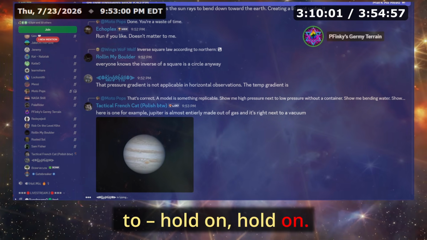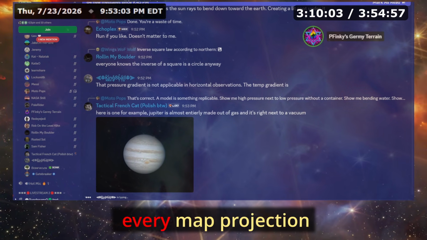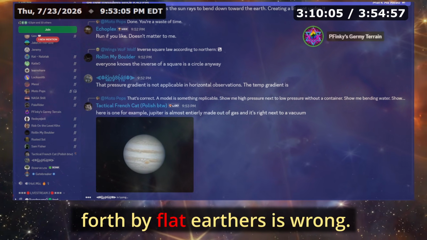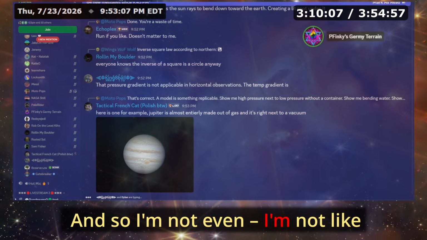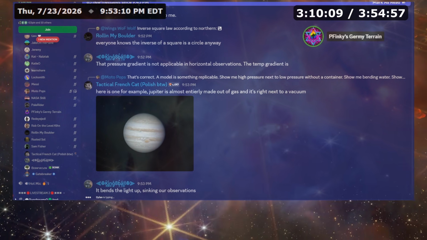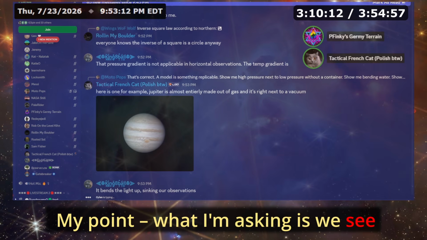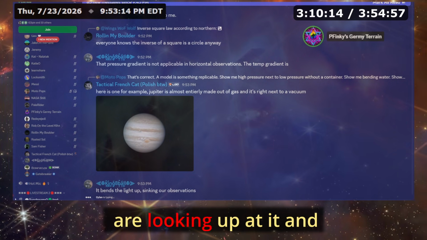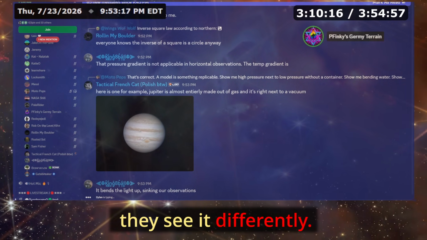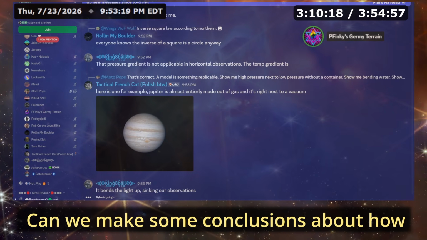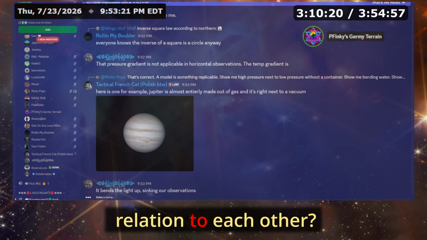And I would say we could use this method to explain why every map projection put forth by flat earthers is wrong. And I'm not trying to make a point there. I agree with you. What I'm asking is, we see something up in the sky and two people are looking up at it and they see it differently. Can we make some conclusions about how those two people are in relation to each other?